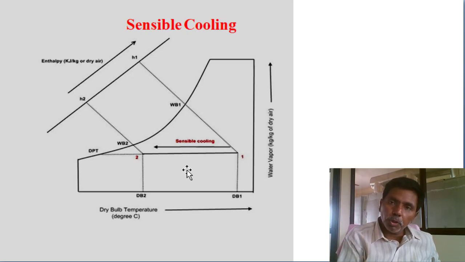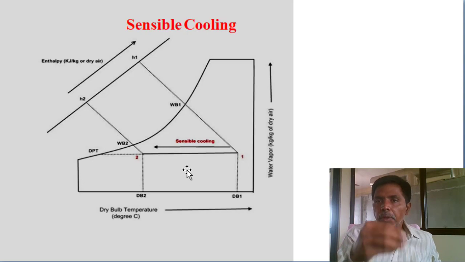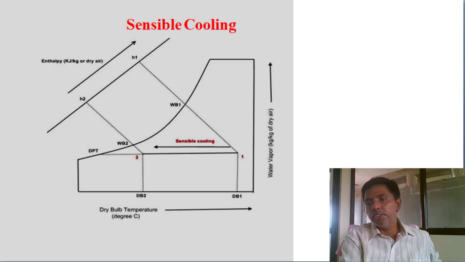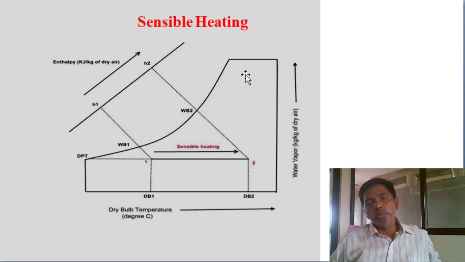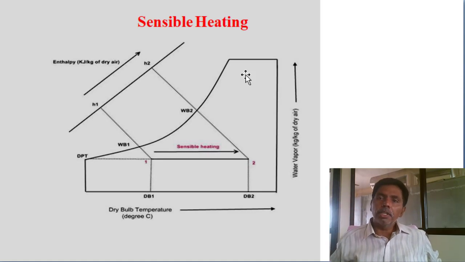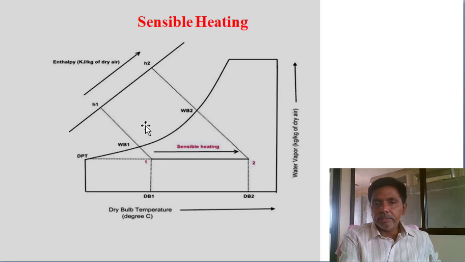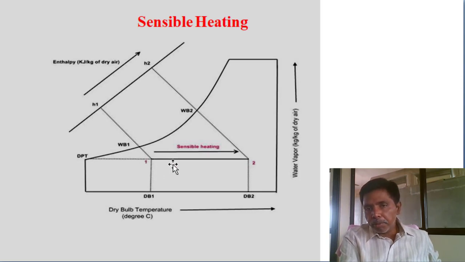How we achieve sensible cooling is simple. As I already mentioned, you just place the evaporator coil inside the room and you get sensible cooling. Next one, sensible heating. In sensible heating, you place the condenser coil inside the room and the evaporator coil outside. You will get a heat pump. Indirectly, this refrigeration unit acts as a heat pump. We place the condenser coil inside the room, and automatically you get the heating. In sensible heating, the dry bulb temperature is increasing, but the dew point temperature and specific humidity ratio are not changing. But the relative humidity is reducing by sensible heating.